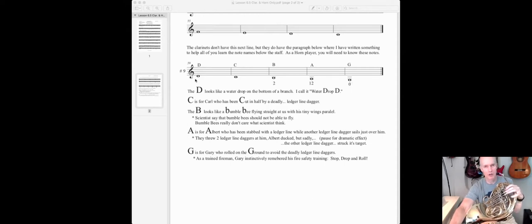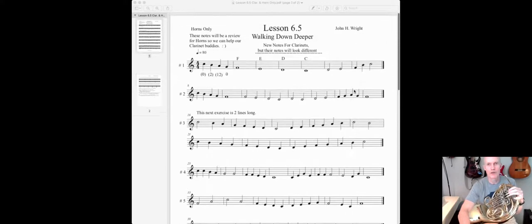So that will help you to remember water drop D. C is for Carl, who's cut in half. B is the bumblebee. And low A is for Albert. One goes above his head, but Albert ducked, but the other one got him. And G is Gary, the fireman. Okay. So that's how you can remember the names of those notes down in the low register. And that's what I was talking about in the previous lesson that I had failed to explain earlier.